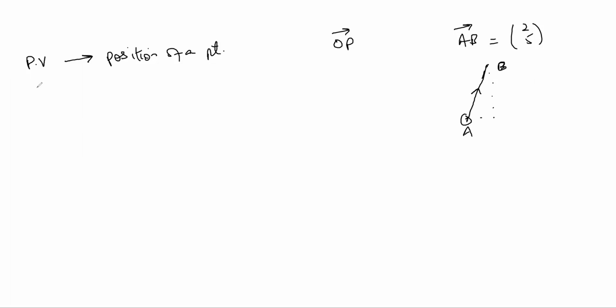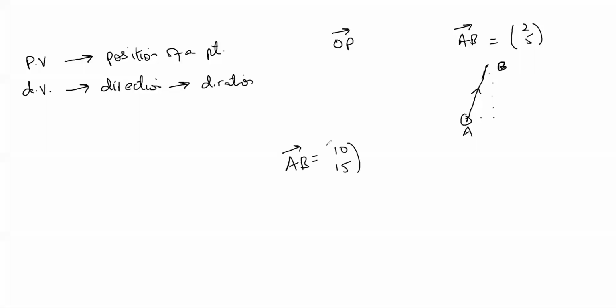The next thing we have just talked about is the direction vector. It is related with the direction only, okay? And this is also related to the direction ratios, okay? Now, please see that if you have a vector AB, let's say vector AB is 10, 15, okay? Now, we cannot simplify a position vector. What will happen if I start simplifying this? Yes, come on, tell me. What will happen if I simplify this 10, 15?